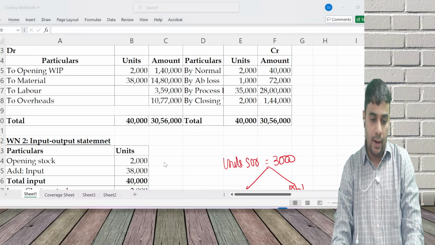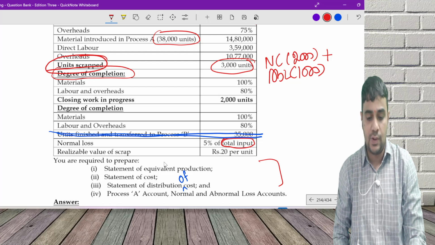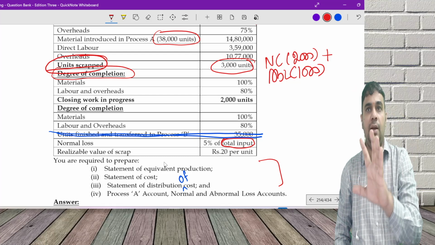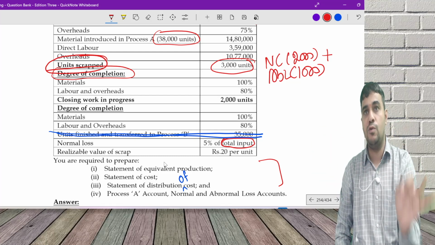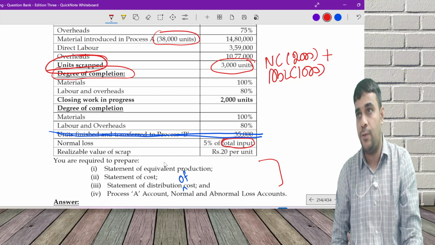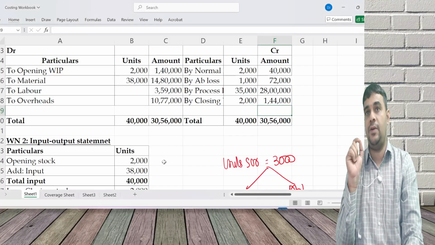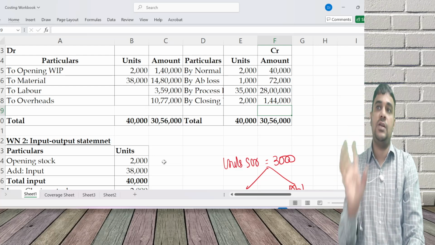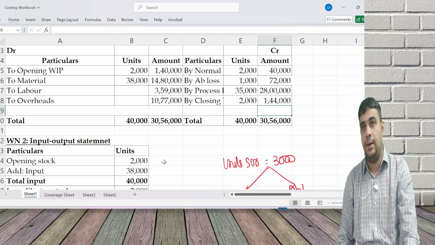Clear? The question has also asked for abnormal loss account and normal loss account. I am not doing it. Normal loss, you will open, it will say to process account by bank account. Abnormal loss to process account by bank account. 1000 units will be sold for 20 rupees, whereas the value of abnormal loss we have recognized is 72,000. You will sell it for 1000 into 20, 20,000. 52,000 is your net loss, which will go to costing P and L.